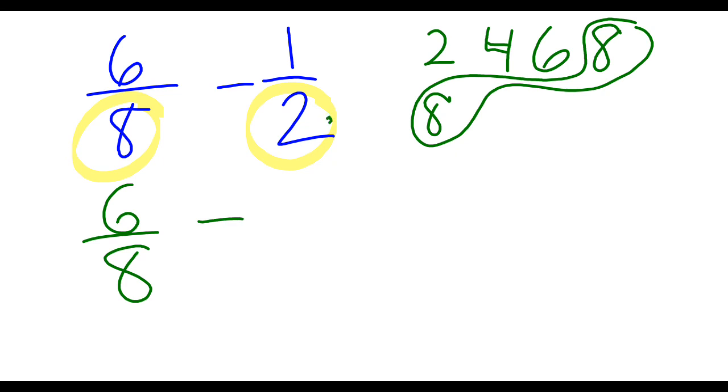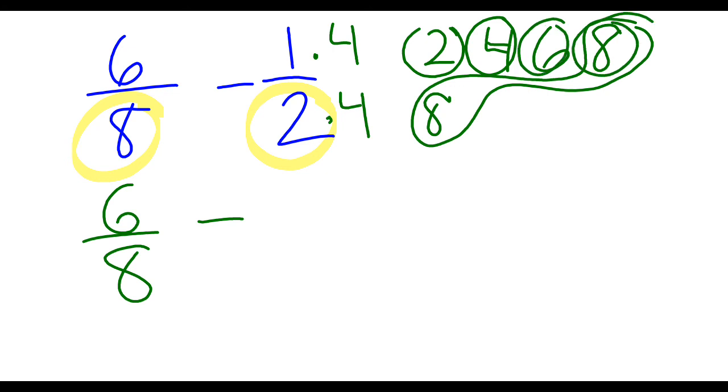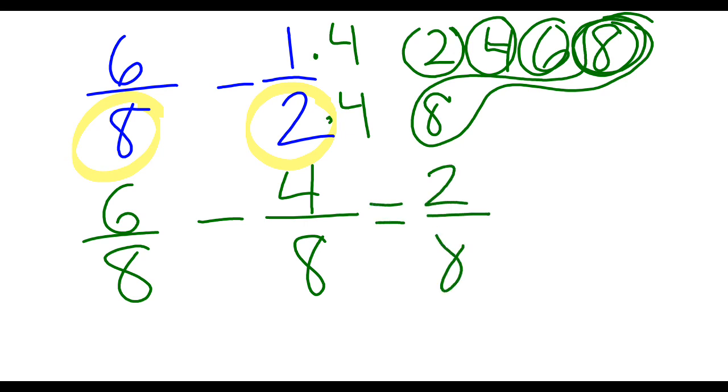So to change 2 into 8, I multiply times 4. And if you're not sure of that, you can always count your multiples and see where it was. So we've got 1, 2, 3, 4. Oh, it's the fourth multiple, so I multiply times 4. All right, so 1 times 4 is 4. 2 times 4 is 8. 6 minus 4 is 2, and our denominator stays the same. It stays 8. I've got 2/8.